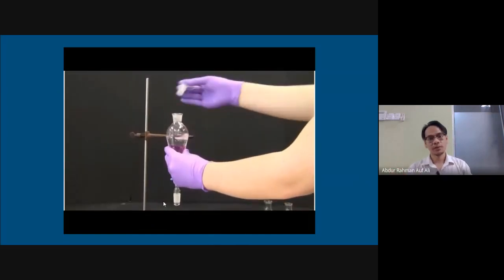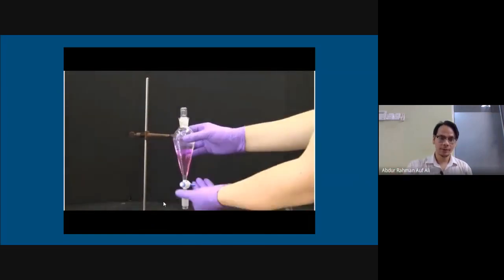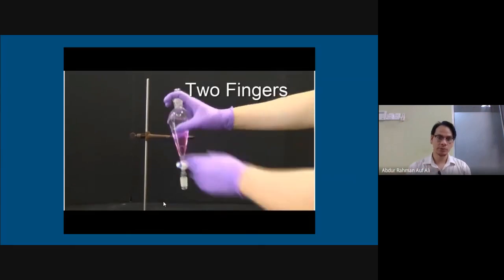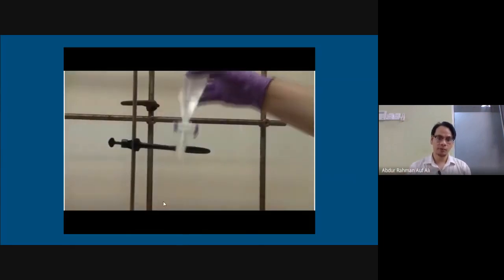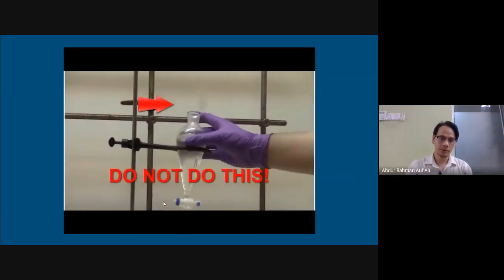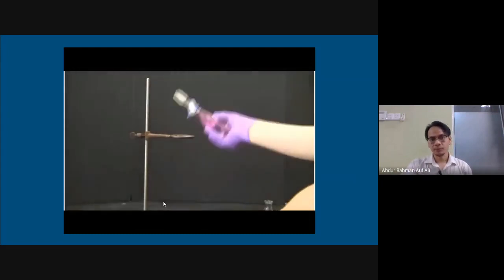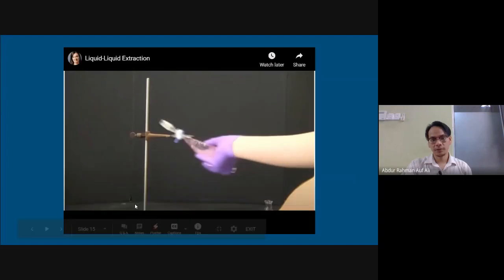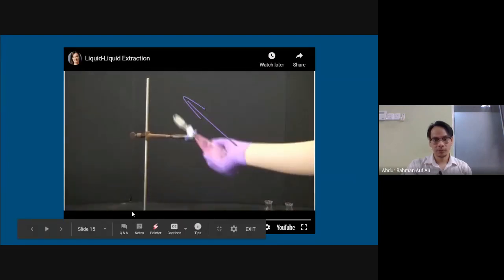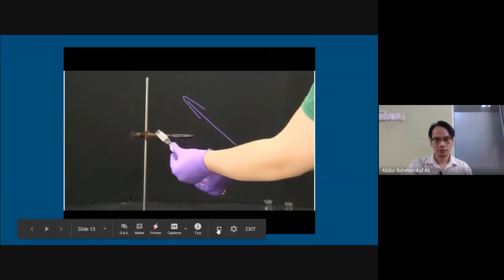So how do you know which solution is organic and which is aqueous? You always refer to reference materials, such as the pharmacopoeia, reference books, or the testing procedure.